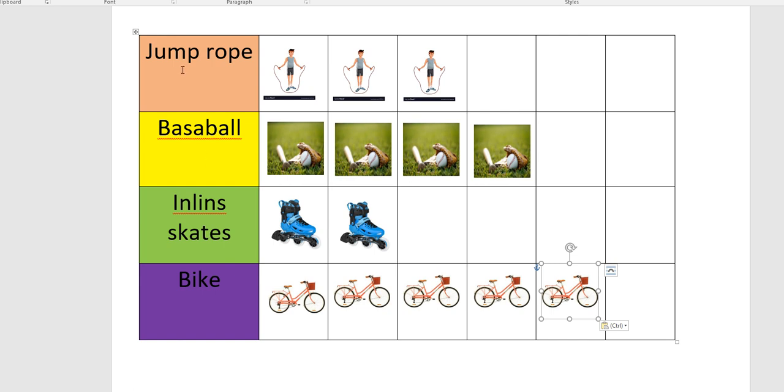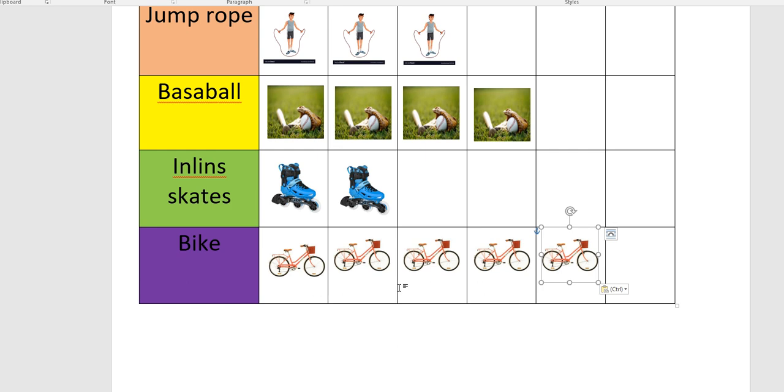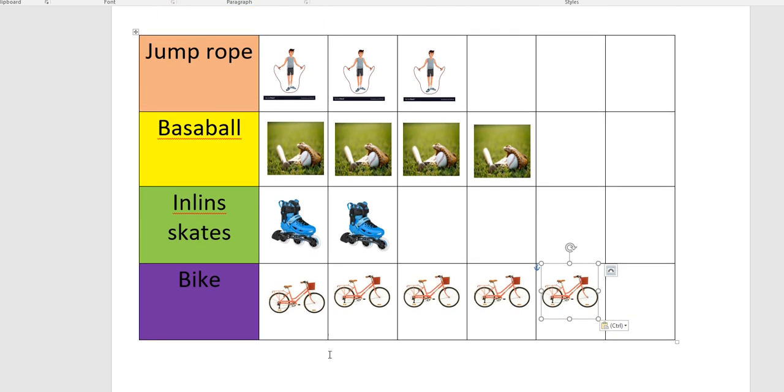How many tally marks do you have for jump rope? You have 3 tally marks. So you need to draw 3 pictures. For baseball, you have 4 tally marks. Because we are making a picture graph, we need to draw 4 pictures. For inline skating, 2 pictures. And for biking, you have 5 pictures. You can pause the video until you finish drawing, then go back to page 548.